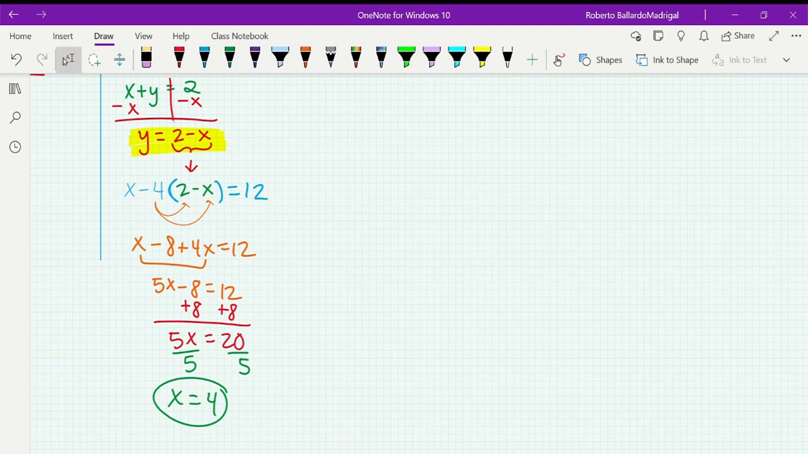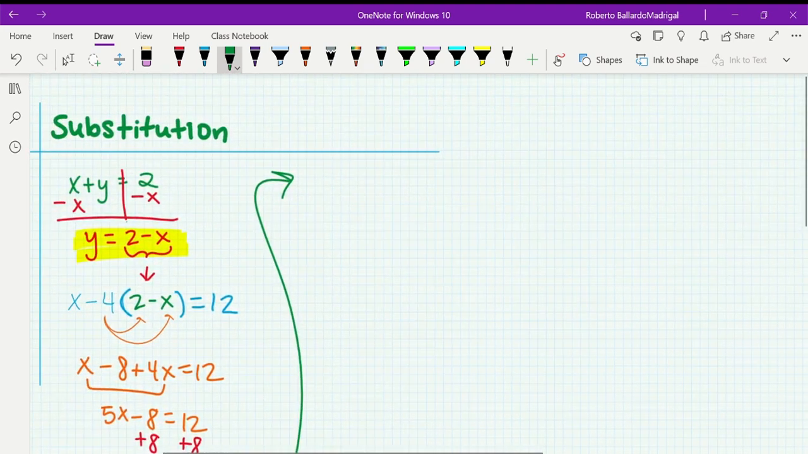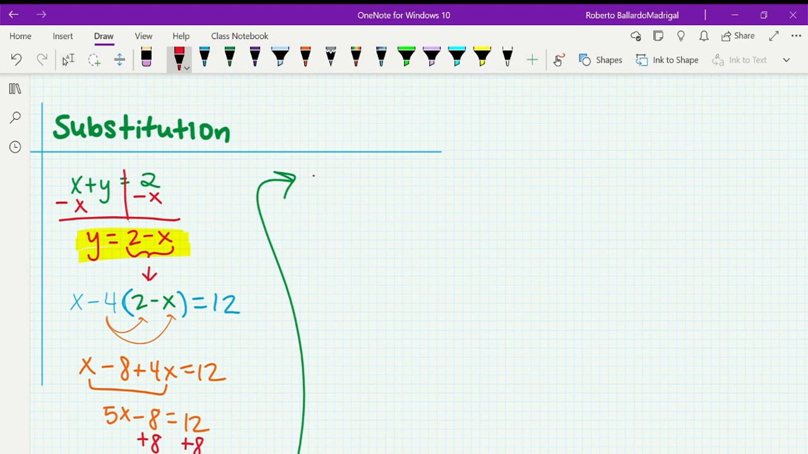Now, there are two variables to solve for, not just one. So yes, we solved for one of them. Now we have to go back and solve for the other. So I'm going to use this equation, y equals 2 minus x. And instead of x, I'm going to write a 4. So we're going to do y equals 2 minus, instead of x, you're going to write 4, since that's what we solved for.